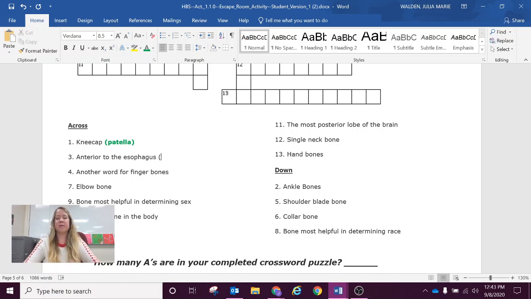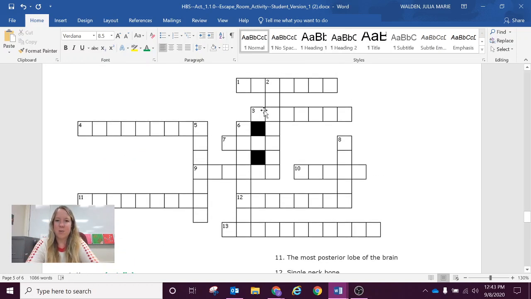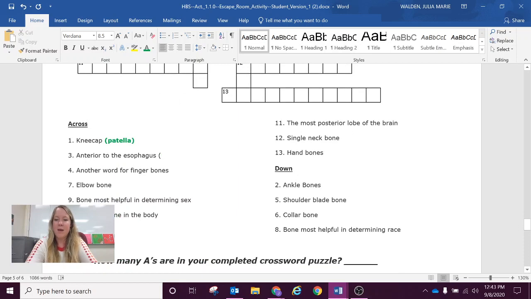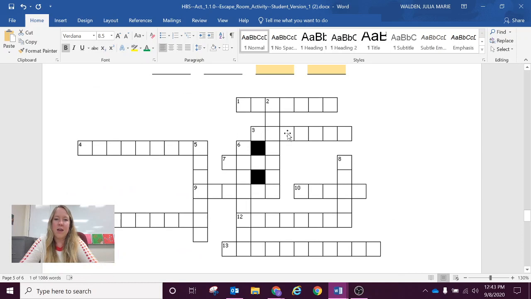Anterior to the esophagus. So the esophagus is the food pipe, and directly in front of it is the windpipe. And if you look, windpipe does not fit in here. W-I-N-D-P-I-P. Oops, we don't have enough space to write windpipe. So if you look it up online, the fancy scientific word for windpipe is called the trachea. And if you look, trachea does fit. T-R-A-C-H-E-A.